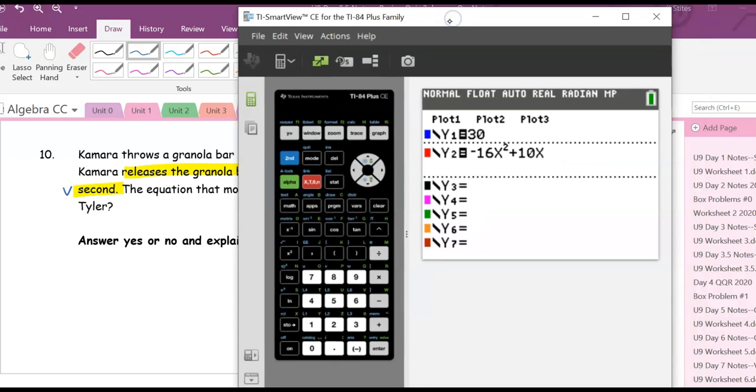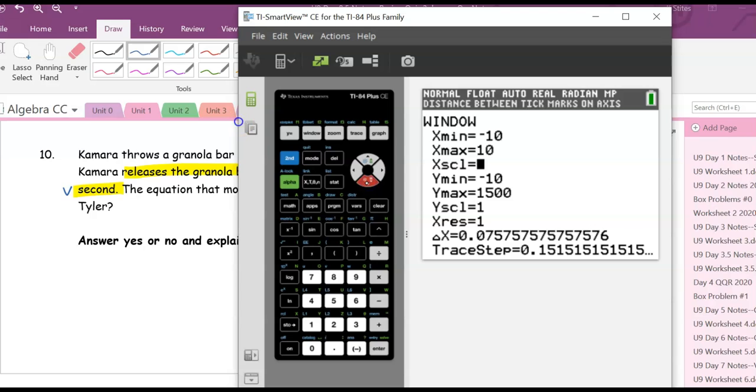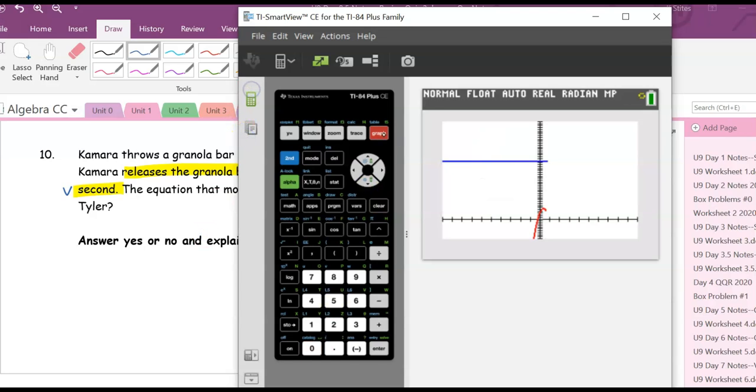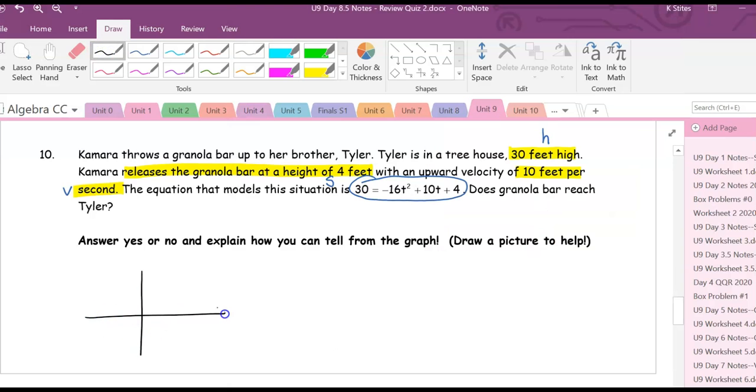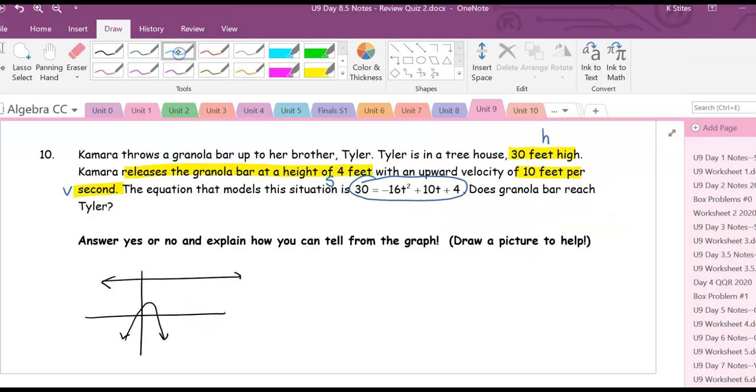Okay, so negative 16 x squared plus, I think it was a 10x. Yep, plus 4. And my window, 1500 is a little much. 30 I think was the biggest number, so I'm going to go with 50. And oh wow, well this is pretty clear. What do you think? Since your parabola is not even close to your line, this is going to be a no.